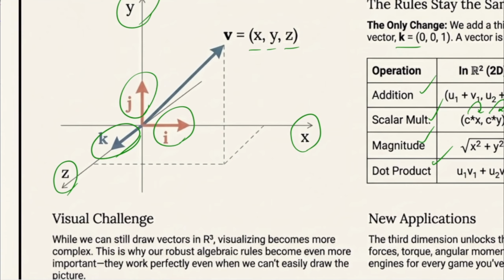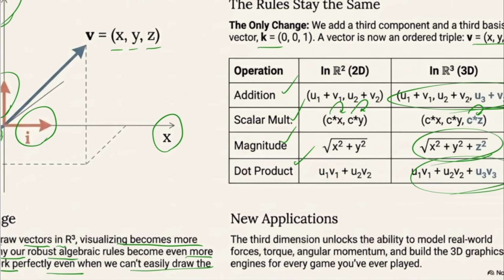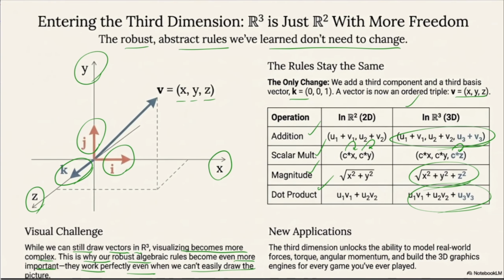So here's the challenge that we have related to visualization. While we can still draw vectors in R3, and we do have another guy as z, visualizing sometimes becomes more complex. This is why these robust algebraic rules become even more important. They're going to work perfectly, even if we can't easily draw that picture. As you just saw, right now we're only going to work with numbers. But the way that we can visualize it sometimes could be a little bit challenging.